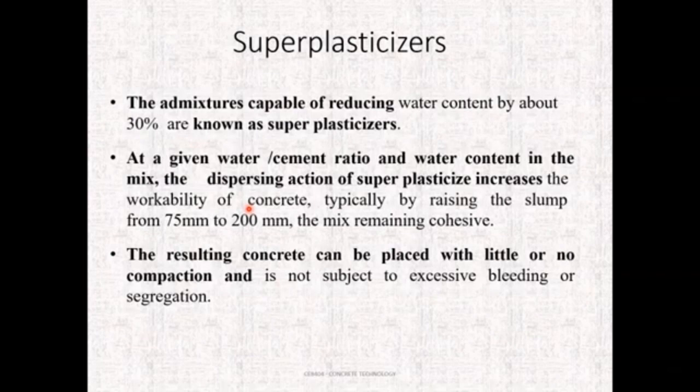The next one is superplasticizer. As the name implies, it can reduce the water content by 30%. At the given water cement ratio and water content in the mix, the dispersion effect of the superplasticizer increases the workability of concrete, typically by raising the slump from 75 mm to 200 mm. The resulting concrete can be placed in congested reinforcement and where we cannot do compaction.